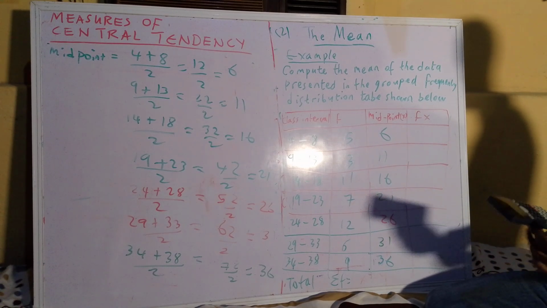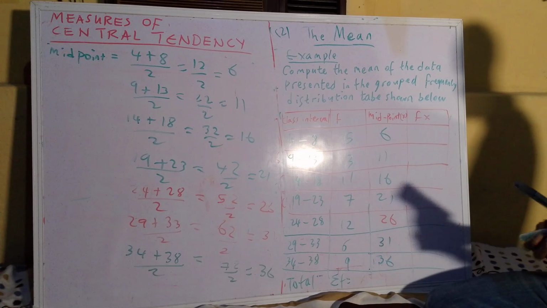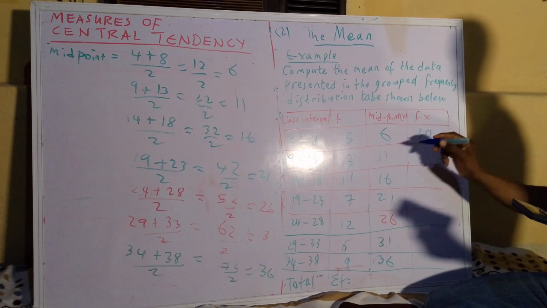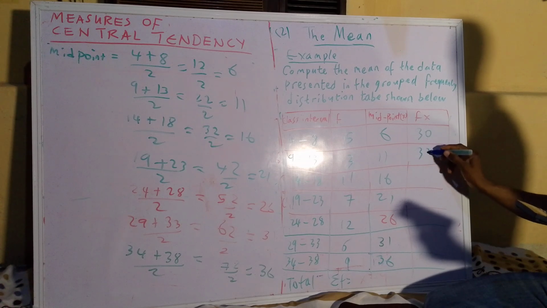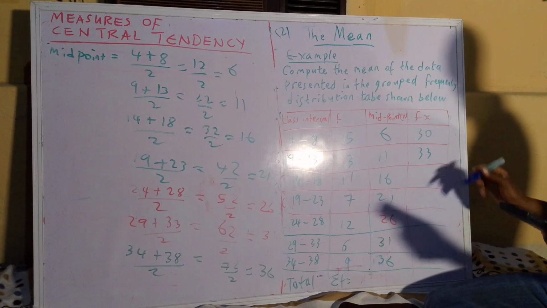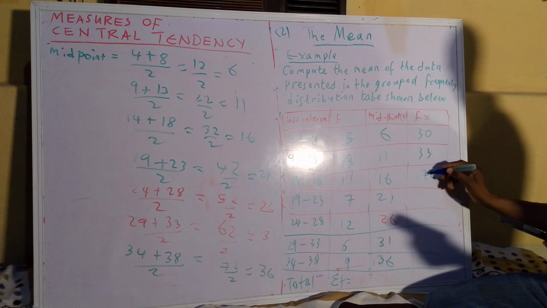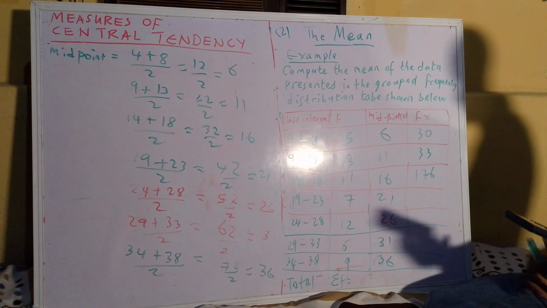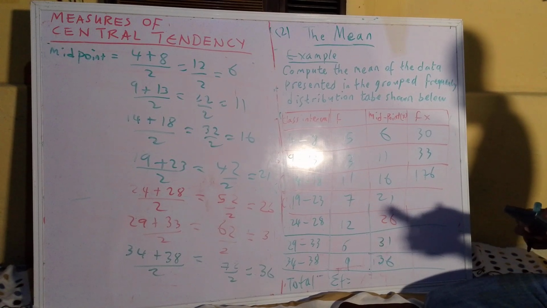So 5 times 6 will give you what? 30. 3 times 11 gives us what? 33. 11 times 16 gives us what? 176. You do the math. You are doing measurement and evaluation, so you cannot dodge calculation.